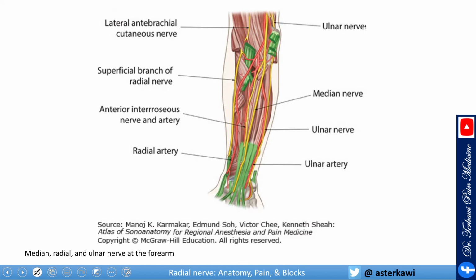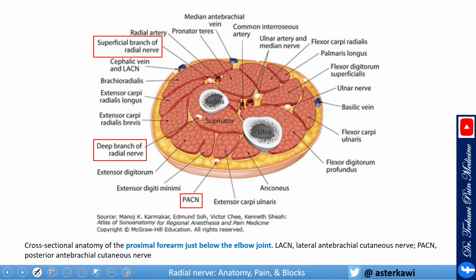This is more a panoramic picture of the forearm, showing you the radial nerve, the median nerve, and the ulnar nerve. So you get that idea of how close they are to each other and how they run in the forearm.